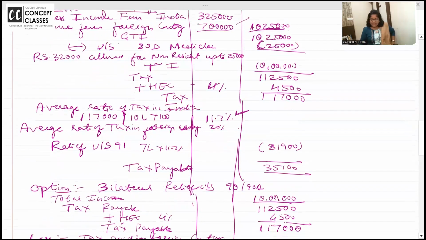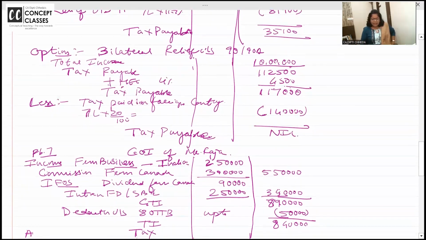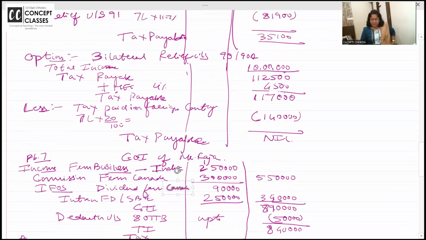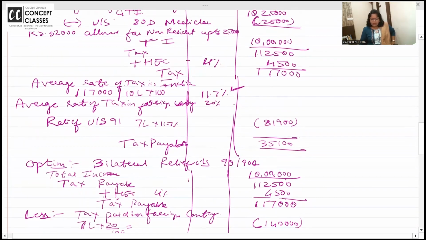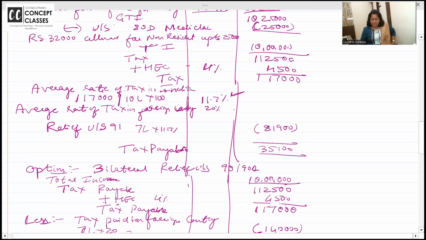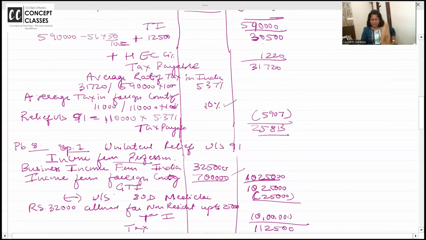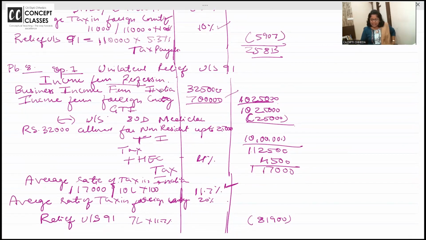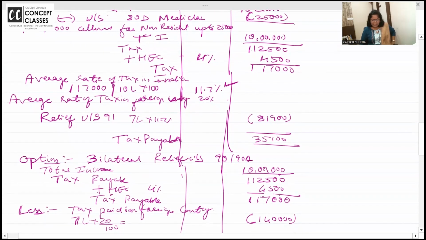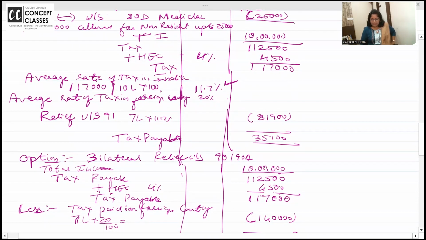Now suppose there is an agreement, then tax all the income and directly, not whichever is lower and all, directly reduce whatever tax you have paid in the foreign country. Yes, on this 7 lakhs income, how much tax have you paid in the foreign country? 11.7%. So that much tax you have to reduce.